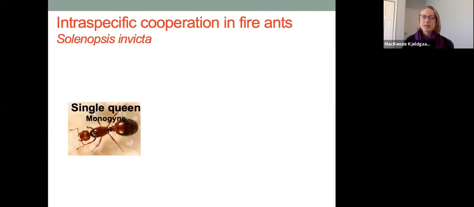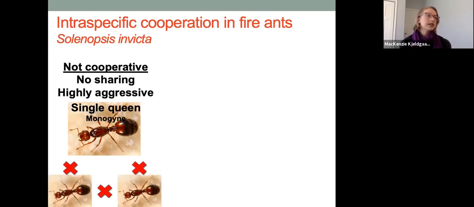And looking at intraspecific cooperation is actually great for fire ants. Fire ants occur in two different social forms, the first being the single queen or monogyne form. So this is the stereotypical ant colony that we usually think of, with just one egg-laying queen within the colony.